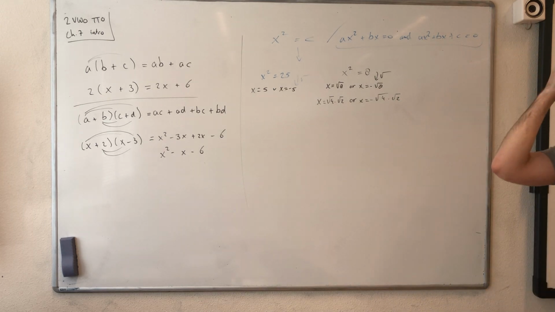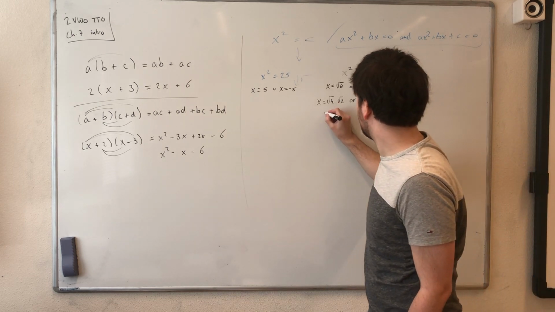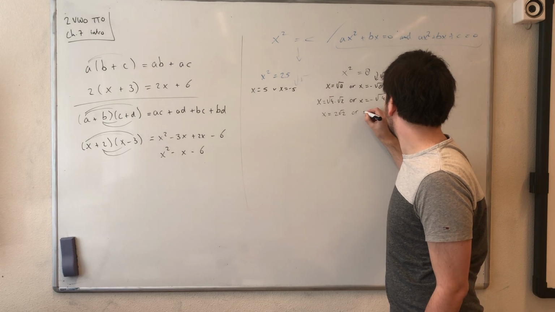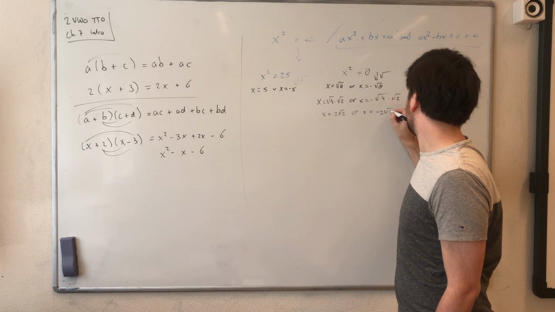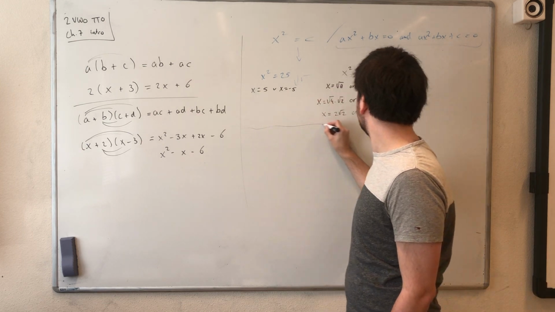Why did we take this step? Because the square root of 4 was 2. That was a nice number. So this was 2 times the square root of 2, or x was minus 2 times the square root of 2.